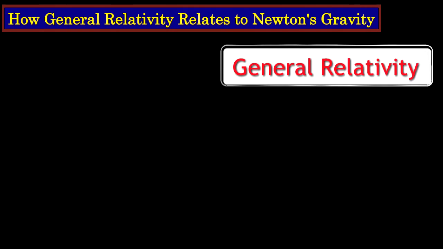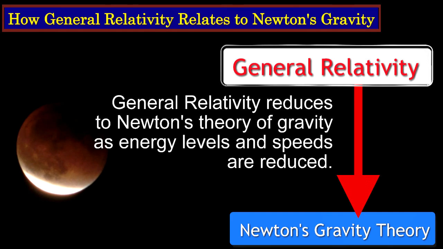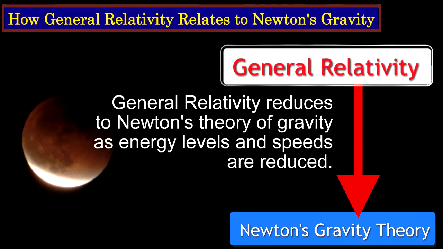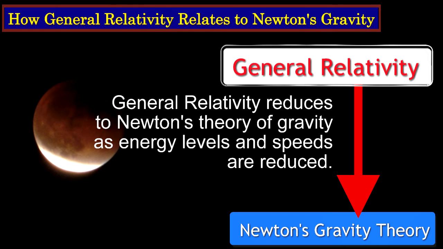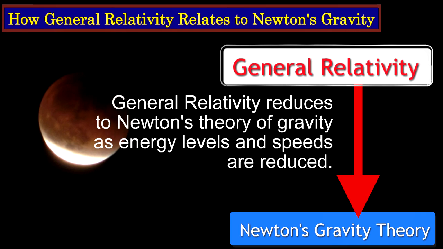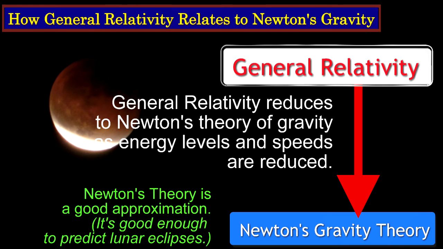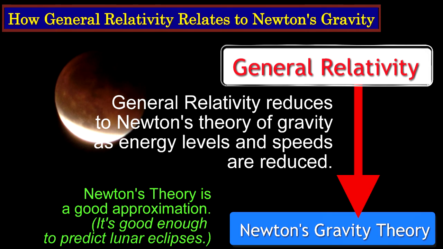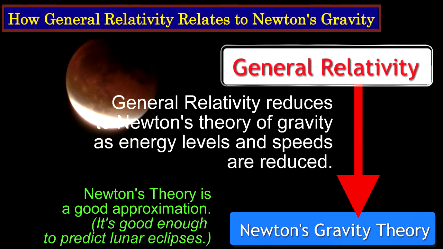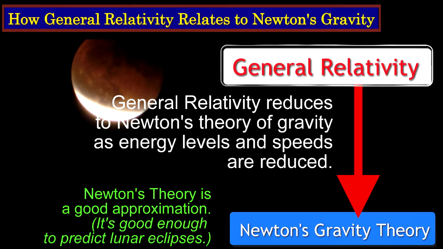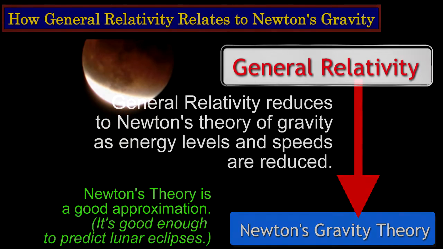As the energy levels and speeds are reduced, general relativity reduces to Newton's theory of gravitation. Newton's theory is a practical theory that is much easier to learn than general relativity. Kids in school are usually taught that Newton's theory is a law. That is not true. Newton's theory is a good approximation to Einstein's general theory of relativity. It is not a law of nature. In fact, humans have never discovered a law of nature, only approximations.